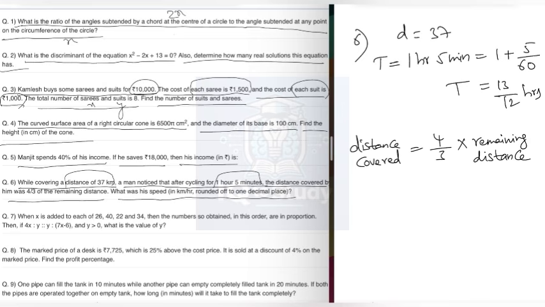We know that distance is equal to speed into time. Let speed is x and time is 13 by 12, which is equal to 4 by 3 into remaining distance. Remaining distance is 37 minus x into 13 by 12, because 37 is the total distance. Let's simplify this.